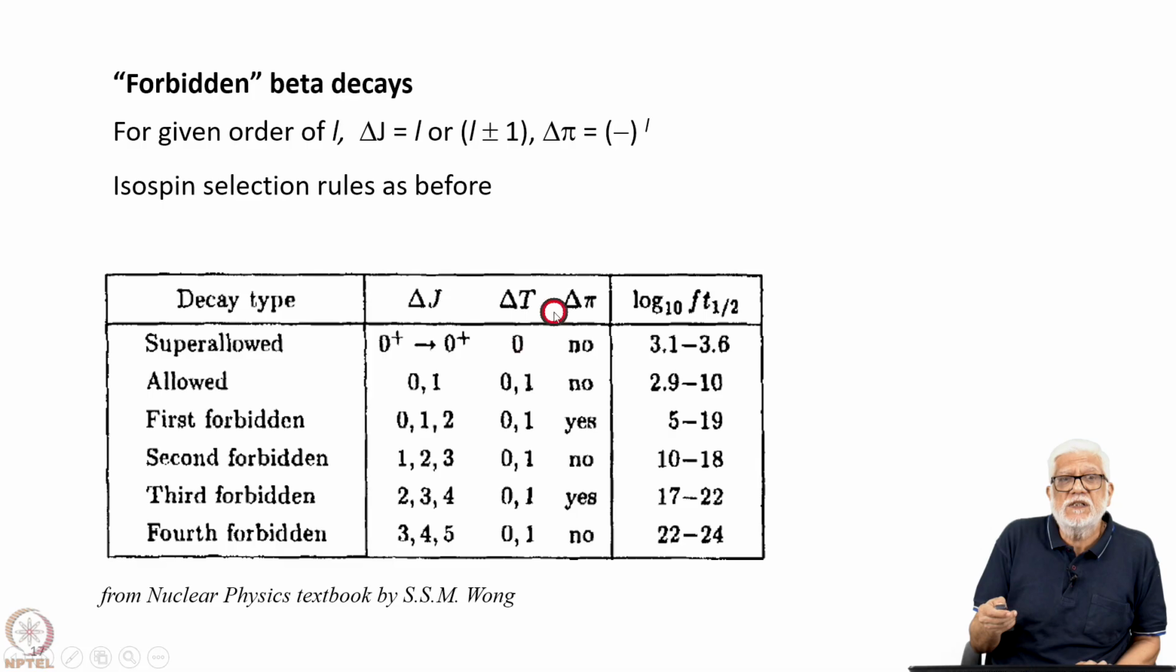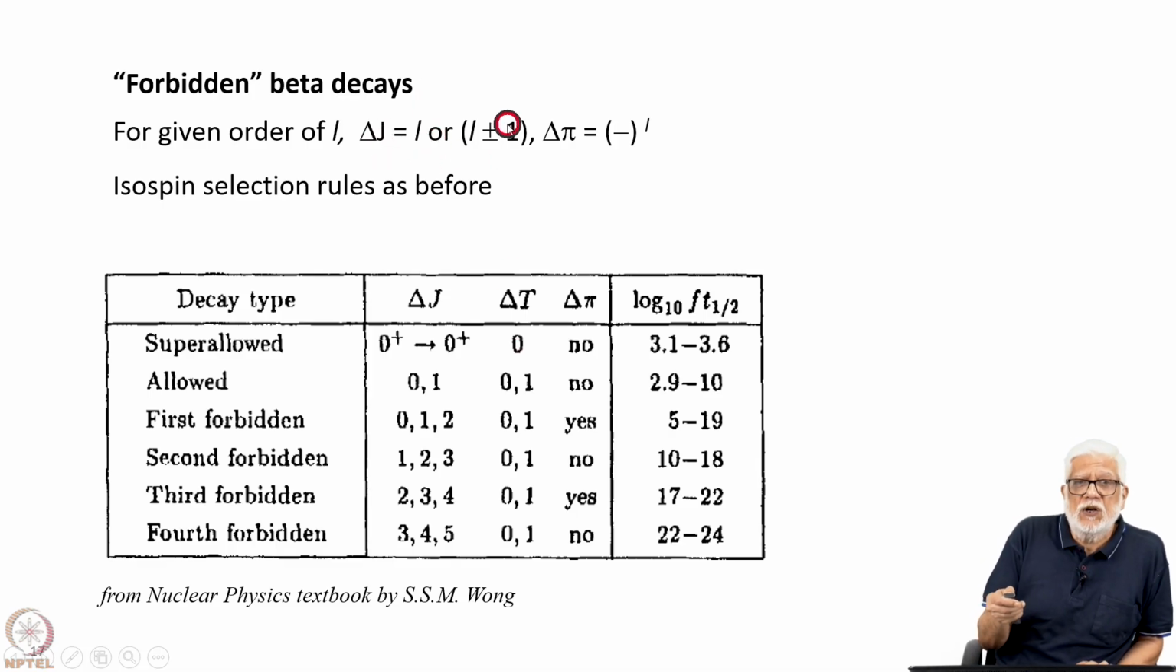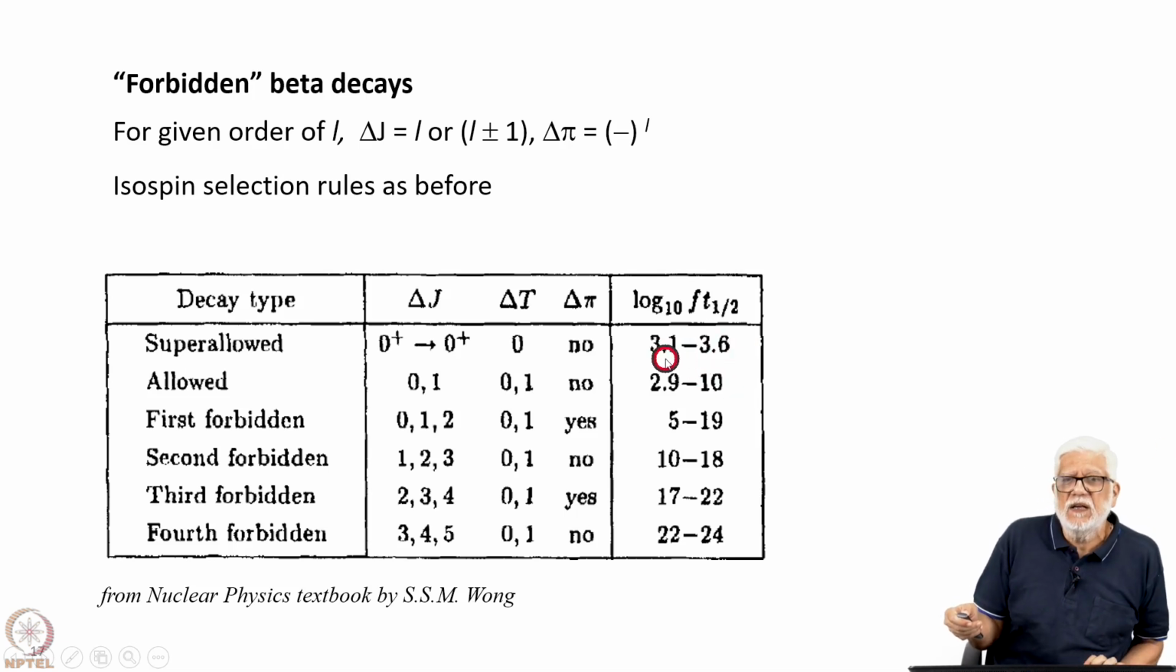Now, the forbidden beta decays are the ones where delta J is L or L plus/minus 1, and the parity change is minus to the power of L. In super-allowed decays, for instance in the case of Fermi, there is absolutely no change in the spin. There is a 0 plus to 0 plus decay, and the log ft values you can compute from the other expression that we had are between about 3 and 3.5. The allowed transitions, of course, again 0 and 1, so you can have a Gamow-Teller or a Fermi transition. These are other quantum numbers. Delta pi, no, and the log ft can be between 3 and 10.